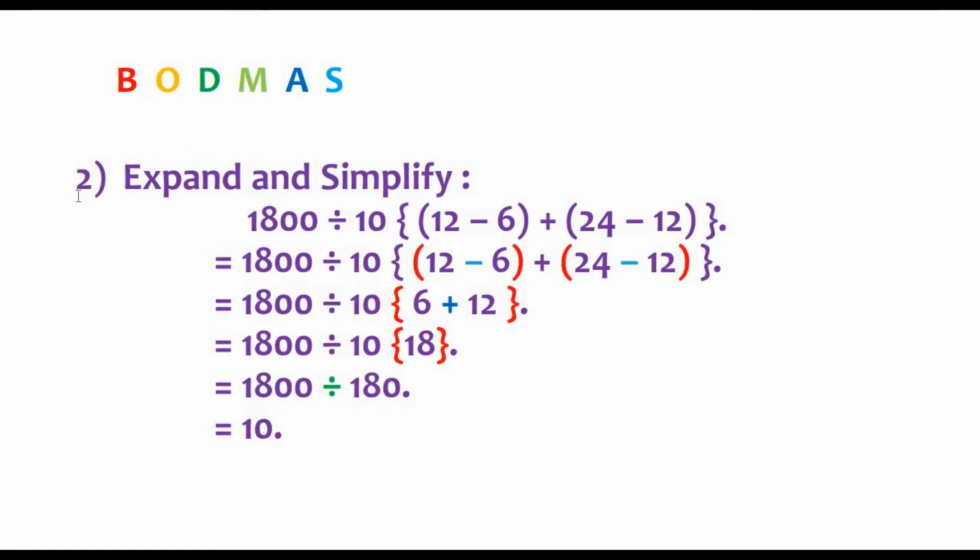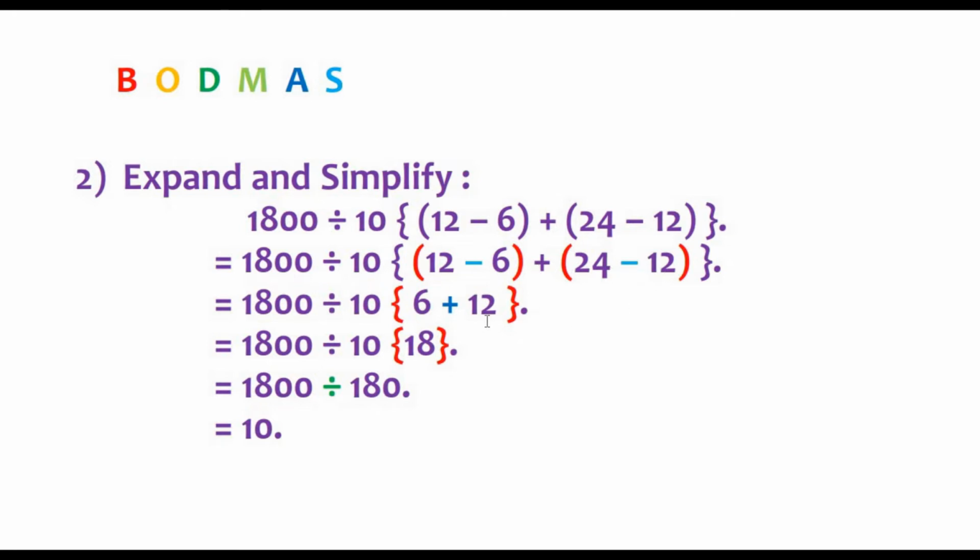Here is the second problem, which says expand and simplify: 1800 divided by 10, open curly brackets, open parenthesis, 12 minus 6, close parenthesis, plus open parenthesis, 24 minus 12, close parenthesis, and close curly brackets. Now here, according to the BODMAS rule, the parenthesis has highest priority. So the parentheses need to be sorted before we sort the curly brackets.